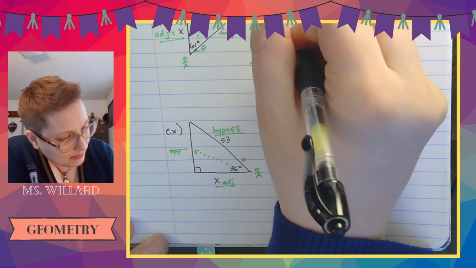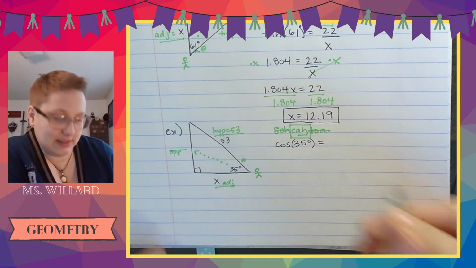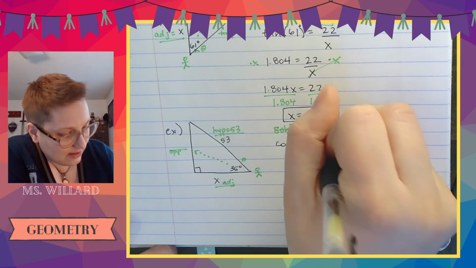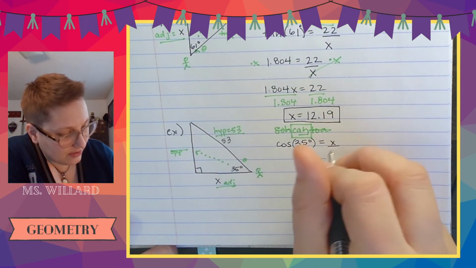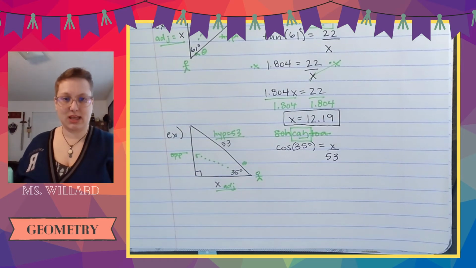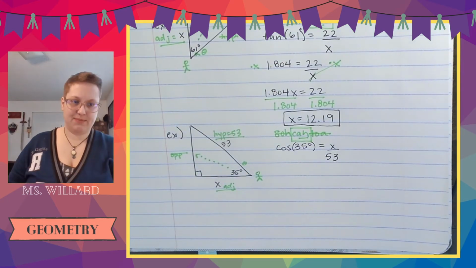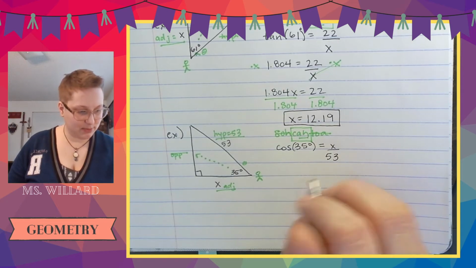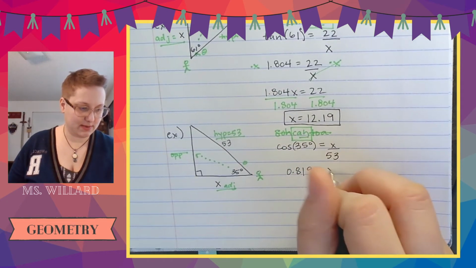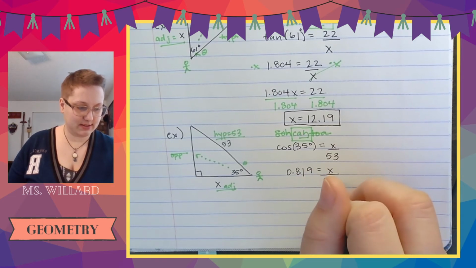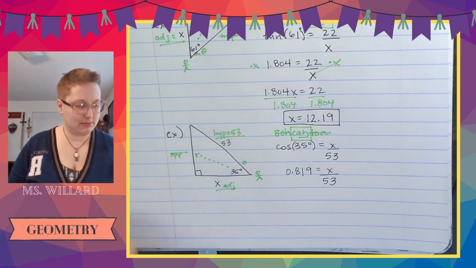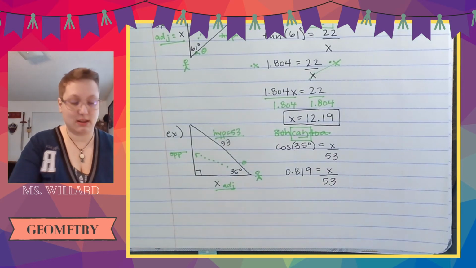Sometimes I write degrees, sometimes I just write the parentheses, sometimes I just didn't write that. It's fine. Cosine equals adjacent, which is x, over hypotenuse, which is 53. So I'm going to ask my calculator nicely what cosine of 35 degrees is. And it says 0.819. And I say, thank you, calculator, because we always respect the things that give us life. And then I have to multiply both sides by 53, because 53 is on the bottom.